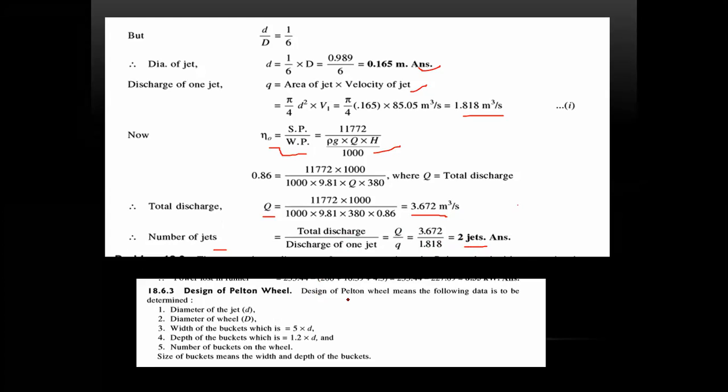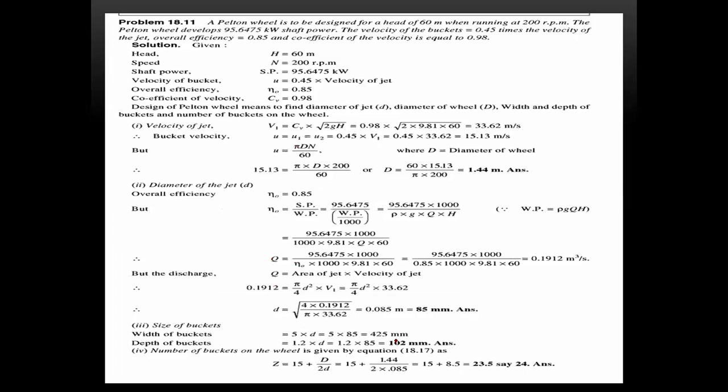To design a Pelton wheel, the steps are: first determine the diameter of the jet, determine the diameter of the wheel, determine the width of the buckets, which is 5 into d, depth of the buckets, that is 1.2 into d, number of buckets on the wheel, size of buckets meaning the width and the depth of the buckets. Next, a Pelton wheel is to be designed for the head of 60 meters.